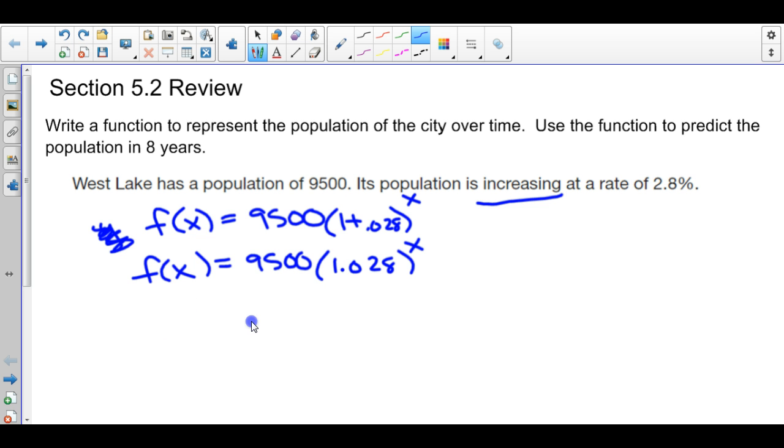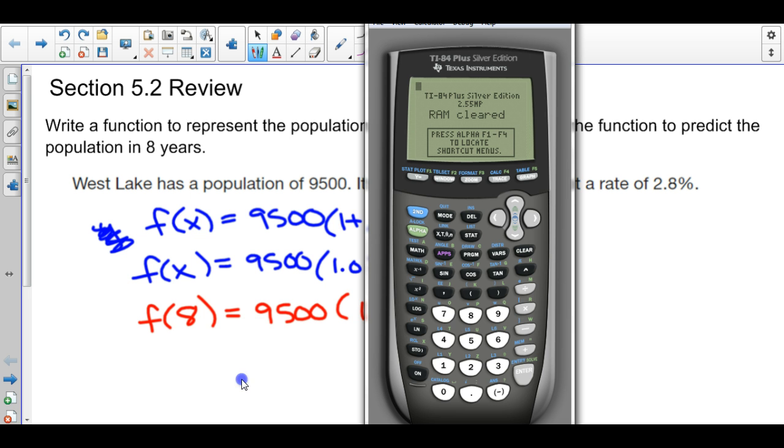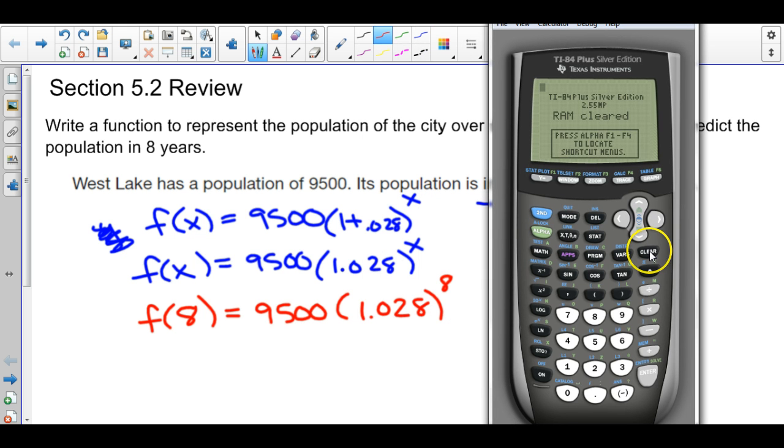Now that we have the equation, we can evaluate after 8 years to figure out what the population will be. So I'm going to evaluate, which means we're going to be substituting a value of 8 in for x. So f of 8 equals 9,500 times 1.028 raised to the 8th power. And then in the calculator, you can just throw that all in straight across. And the reason for that is because your calculator is going to do the order of operations, which means that it's going to raise the 1.028 to the 8th power first, and then it's going to multiply it by 9,500. Hit enter, and there's our approximation.